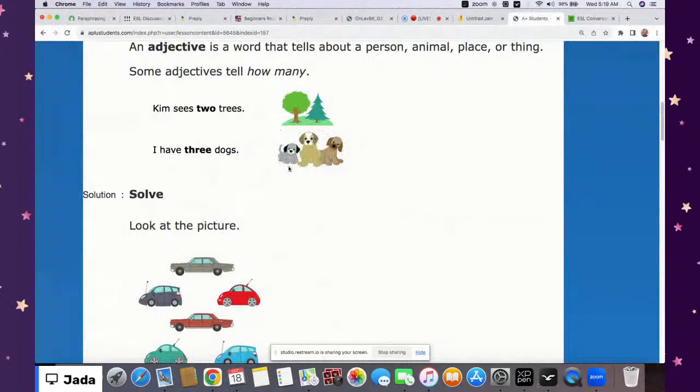How many dogs do we see here? 3 dogs. Yeah, perfect. So that is what some adjectives will tell you. Some adjectives will tell you how many. Okay, so how many things can you see from the picture?